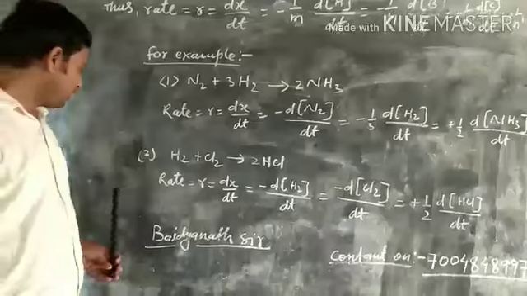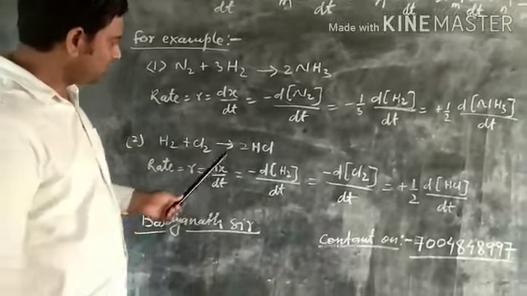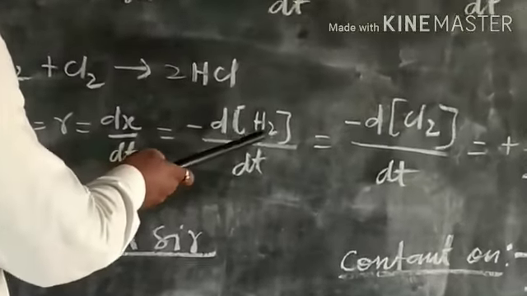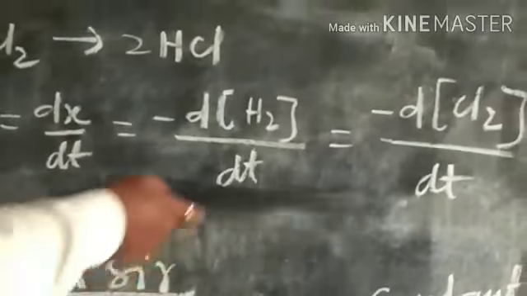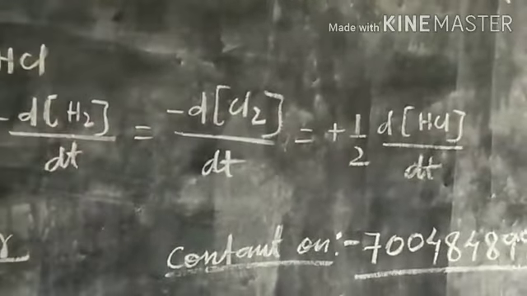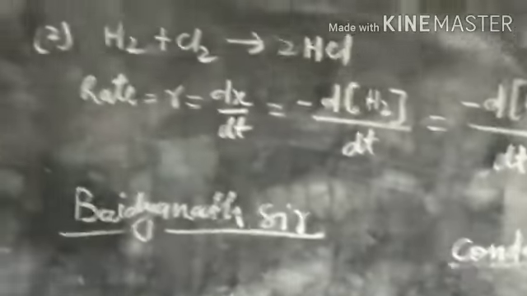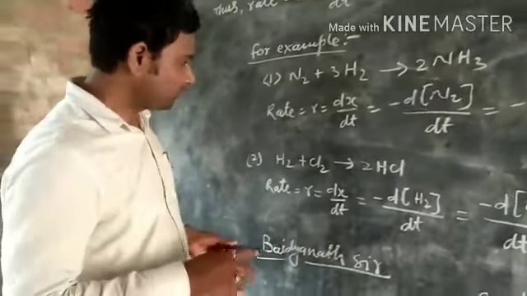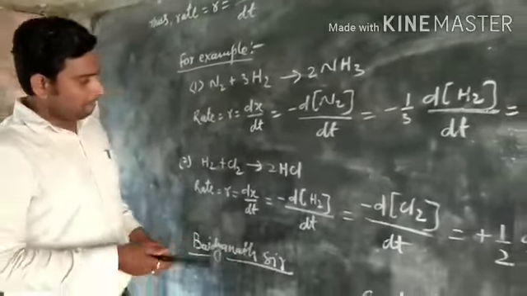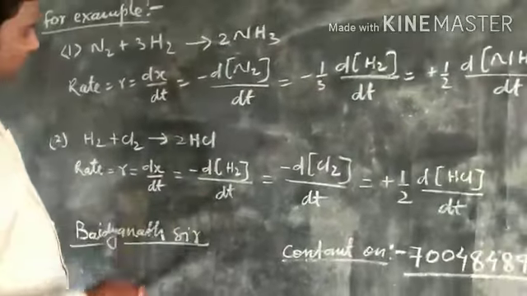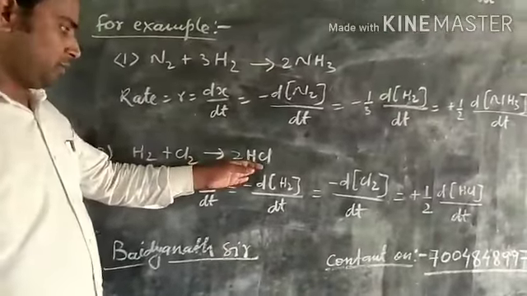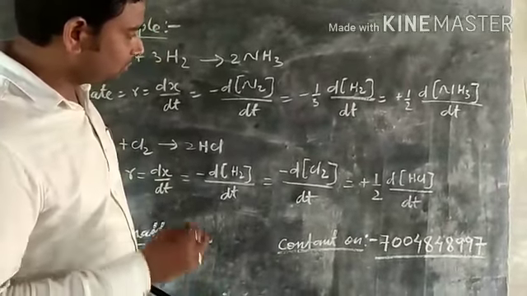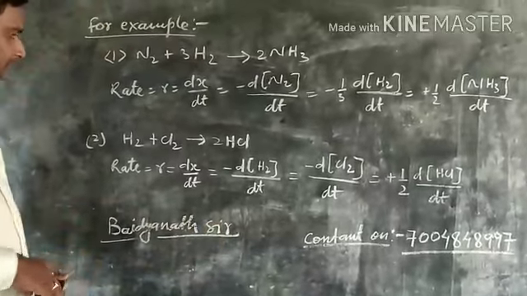Now write for this equation: H2 plus Cl2 gives 2HCl. Rate equals dx by dt equals minus d[H2] by dt equals minus d[Cl2] by dt, because H2 and Cl2 are reactants and we know the concentration of reactant decreases with increasing time. And here 2HCl is product and the stoichiometric coefficient of HCl is 2, so plus 1 by 2 d[HCl] by dt.